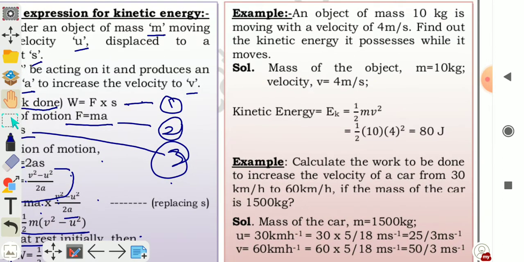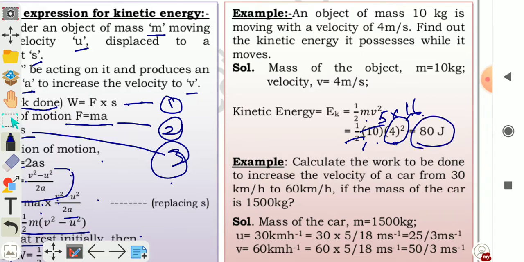You know the formula of kinetic energy. Kinetic energy is equal to half mv square. So we put the values of m and v in the formula. We will get half into 10 multiplied by 4 square, because the velocity of the object is 4. So 4 square, 2 1 are 2, 2 5 are 10, and this will be equal to 5 into 16, because the square of 4 is 16. So when we multiply 16 by 5, we will get 80 joule.